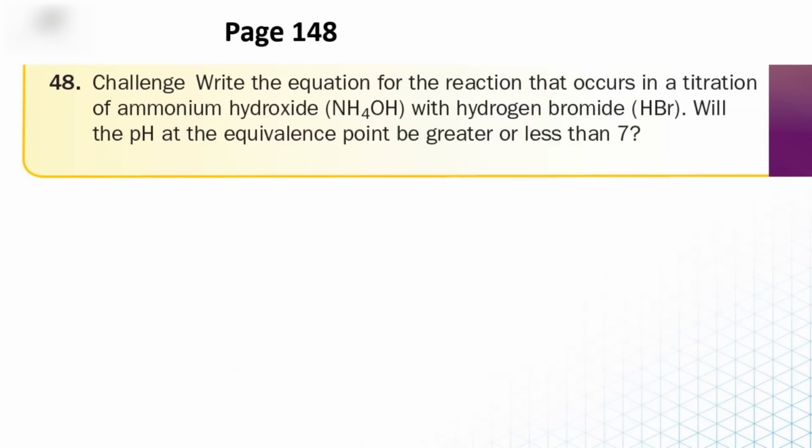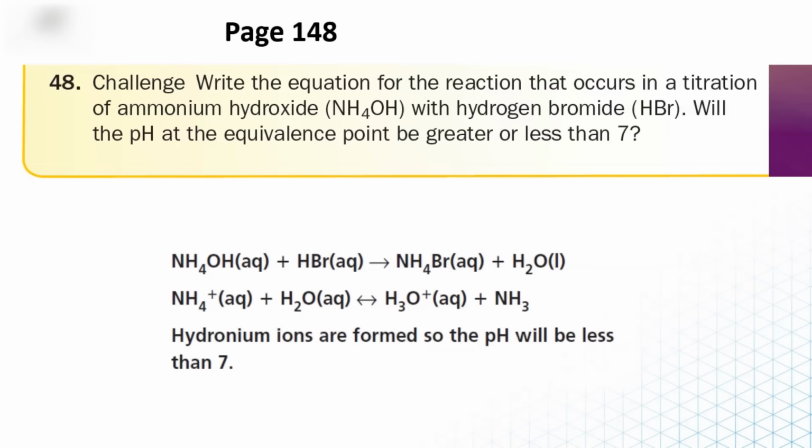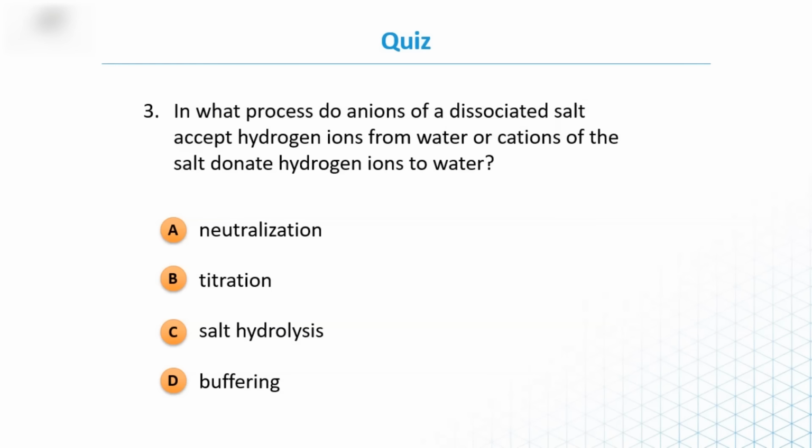Now, the challenge, you can do it on your own, and the solution is right here. Let's go to the last part. It says, in what process do anions of a dissociated salt accept hydrogen ions from water, or cations of the salt donate hydrogen ions to water? Of course, it's not buffering. Of course, it's not titration. Of course, it's not neutralization. The correct answer is salt hydrolysis.